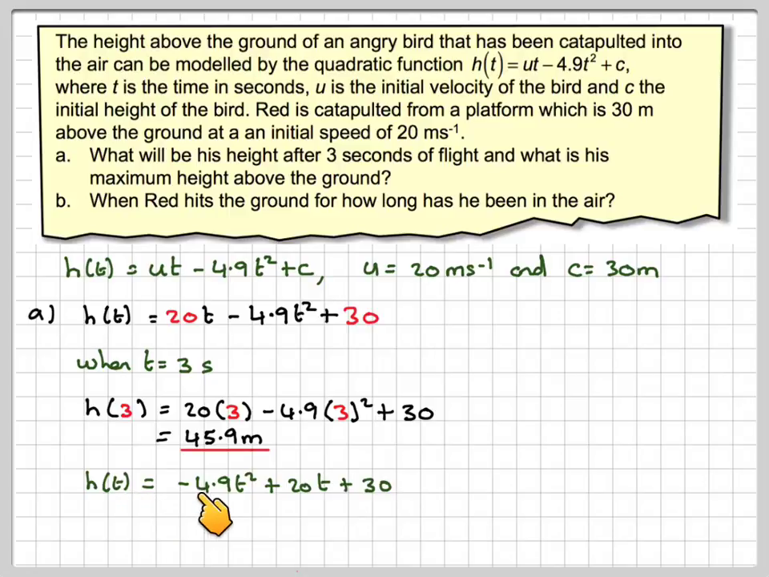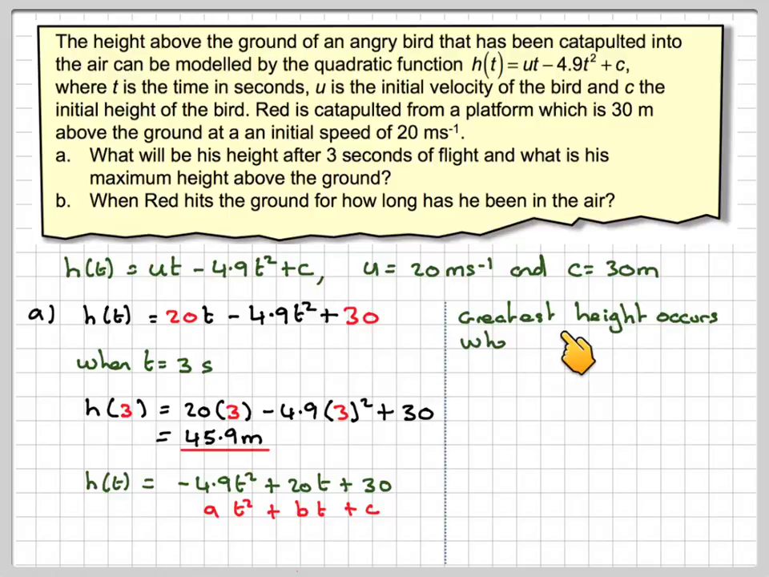So if we rewrite this in the general form of a quadratic, we write the t² term first, so h(t) is equal to -4.9t² + 20t + 30. We relate that to the general quadratic at² + bt + c. Normally we have x instead of t, but we're talking about time here. The greatest height will occur when the time is equal to -b over 2a, which is the vertex of the quadratic. And remember, this is the formula for finding the x-coordinate of the vertex, but this time it's a t-coordinate because we're looking at time.